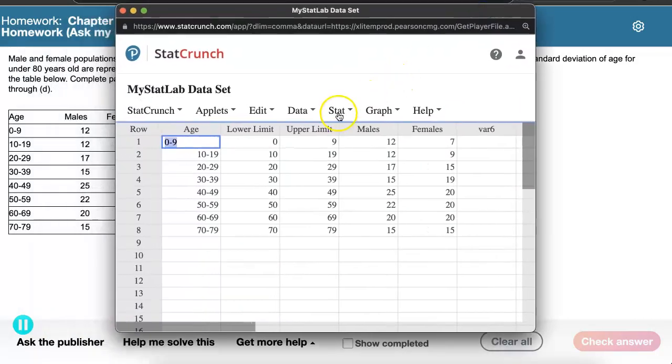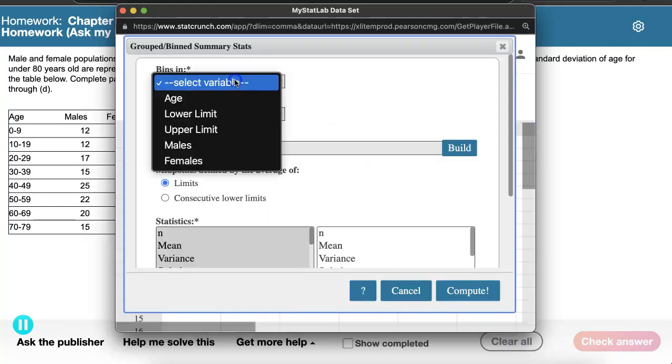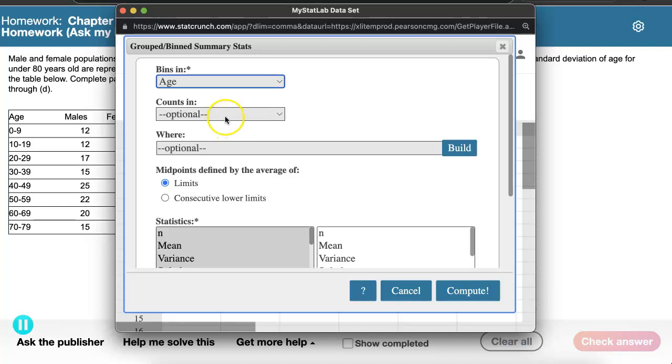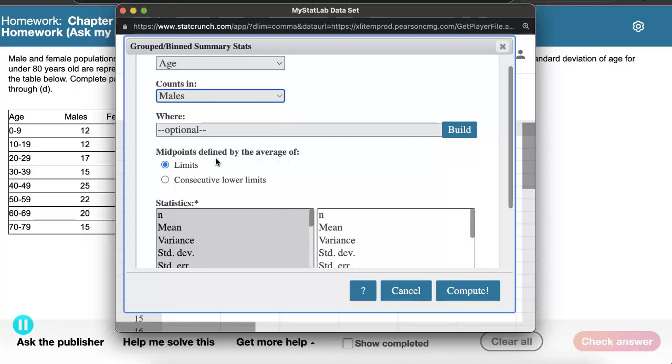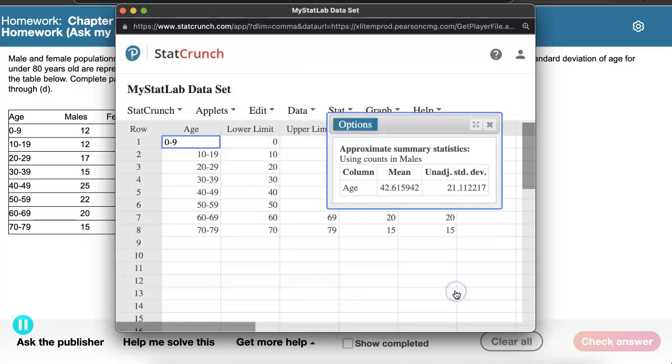Okay, so coming back to StatCrunch, I'm going to go to Stat, Summary Stats, and Grouped/Binned Data. My bins are in the age column. For the first question, we're asked about males, so I'm going to select the counts of each bin, like groups of ages, in the males column. And then I only need the mean and standard deviation of the population, which means I'm going to select mean and unadjusted standard deviation. And when we compute, we get the following information here, and I'm just going to now type that into my MATLAB.